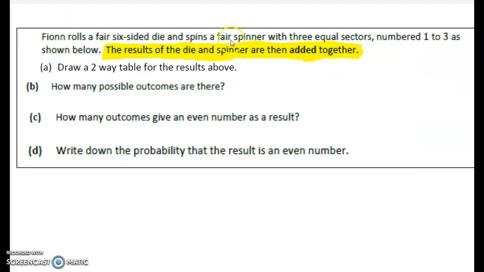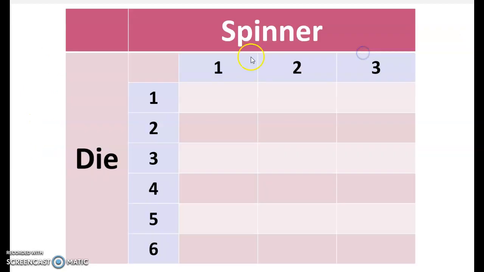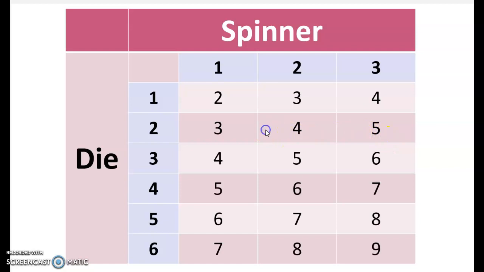Now if we jump back to our question here, the results of the die and the spinner are then added together. So if we go 1 and 1, we get 2, 1 and 2, we get 3, 1 and 3, so 1 on the die and 3 on the spinner, we get 4. That's them all added together. Similarly here, 2 and 1 is 3, 2 and 2 is 4, and 2 and 3 is 5. I think you get the picture. And so there is the rest of part A finished.